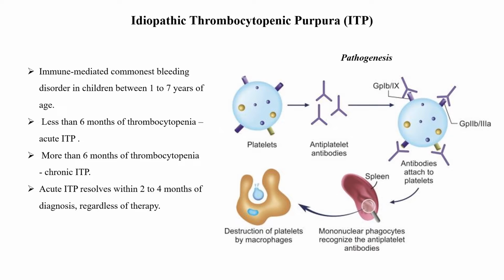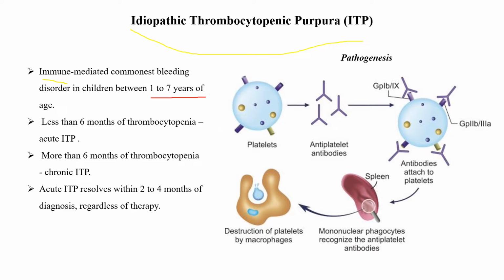Hi guys, let's discuss idiopathic thrombocytopenic purpura today. Idiopathic thrombocytopenic purpura is an immune-mediated bleeding disorder. This is most commonly seen in the pediatric age group between 1 to 7 years of age. As the name suggests, idiopathic, but we have some immune etiology. So, it's one of the immune-mediated disorders.